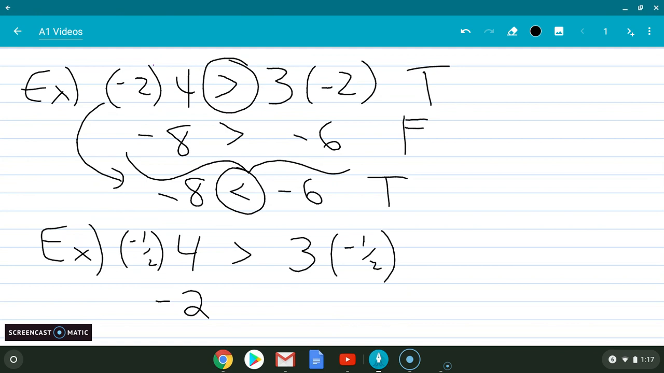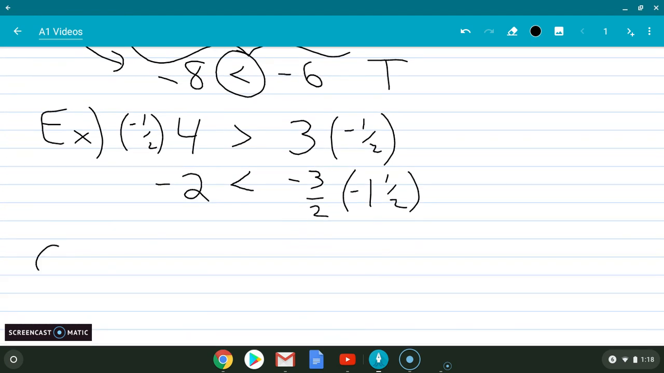3 times negative 1/2 is negative 3/2, or negative 1/2, correct? Well, we know that negative 2 is less than negative 1/2, and that's what we want to do anyway, right? What's the rule we just learned? If we have a negative that we're multiplying, then we need to switch the direction of the arrowhead, and that's all we have to do.